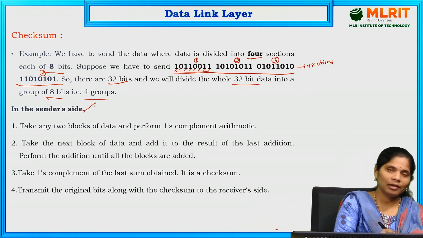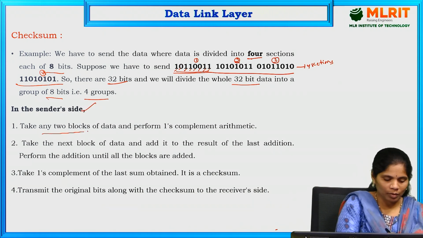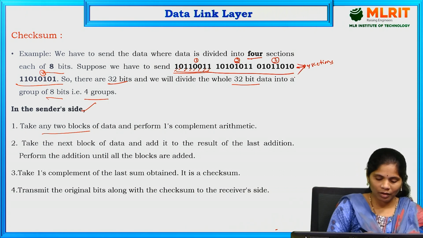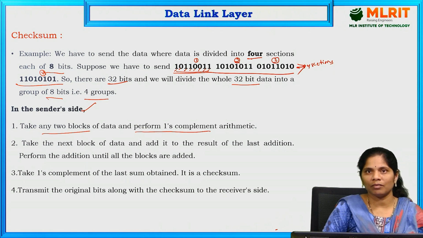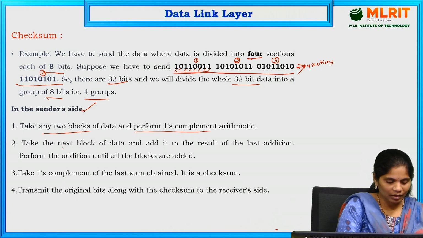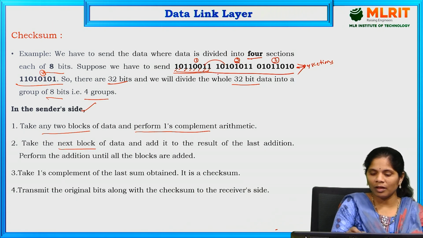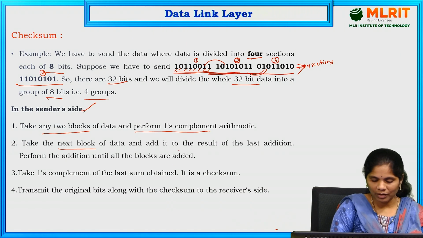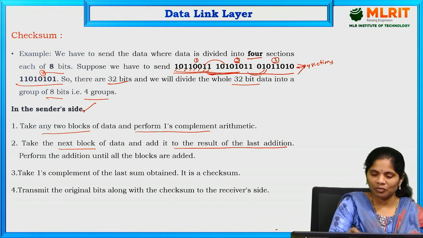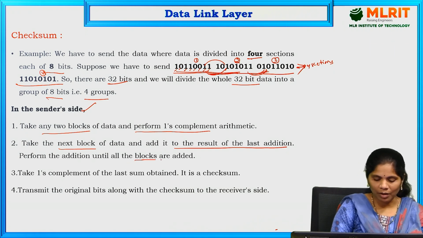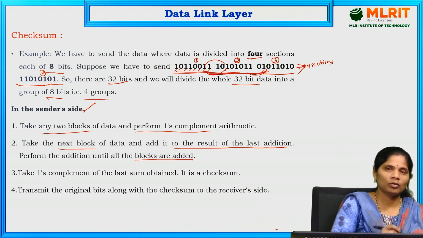So how is the data sent on the sender side? There are a total of 4 blocks. Take any 2 blocks of the data and do the ones complement arithmetic. After that, take the next block and add it to the result of the last addition. Perform the addition until all the blocks have been added.